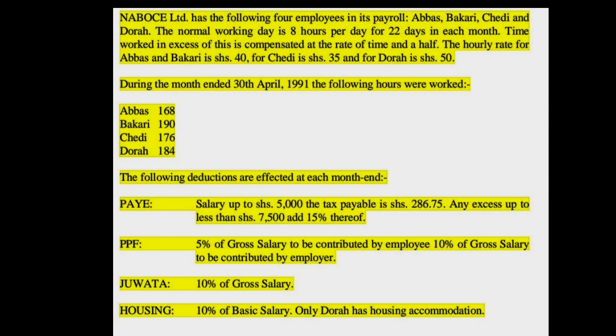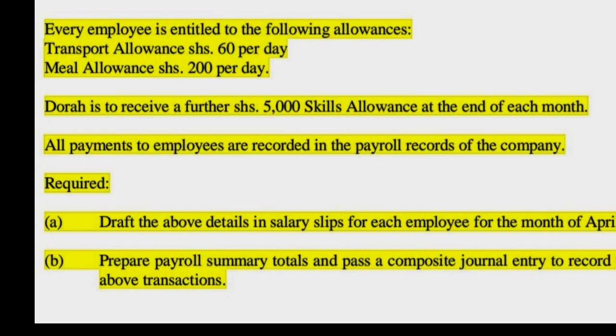Abbas's basic pay is 40, Chedi's basic pay is 35, Dora's basic pay is 50, and Bakari's basic pay is 40. But also take your time to read this section. Pause the video in order to read this question. This is the second part of the paper.